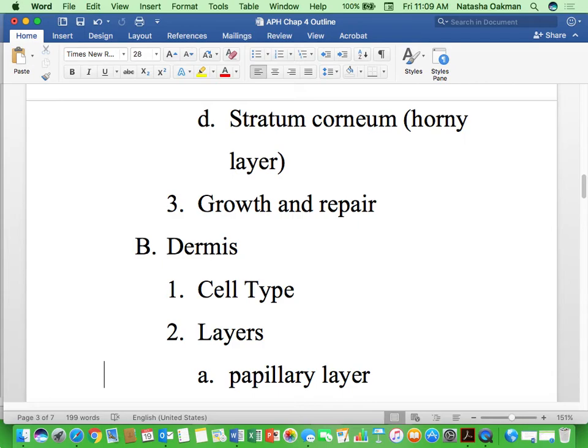Okay. Elizabeth? It's the outer layer of the dermis. Oh, okay, the top one. Yes.